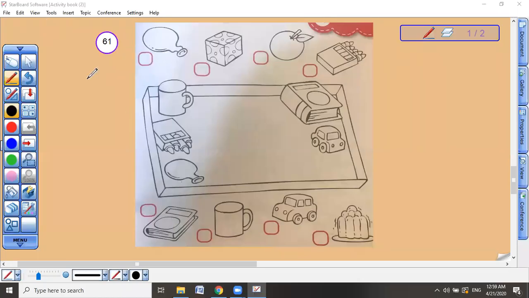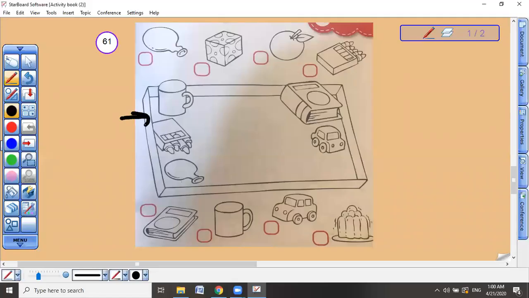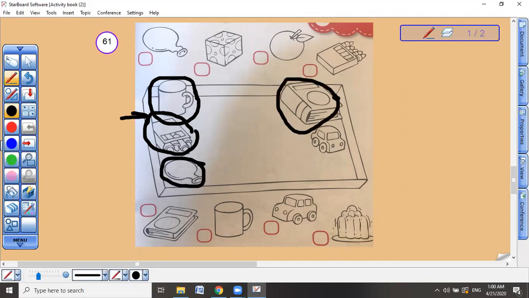Okay, we have this exercise. This is a tray. And we have many items on the tray. We have a mug, crayons, a balloon, a book, and a car. So you will find the tray items here. And you will tick them. You will draw a tick. Okay?